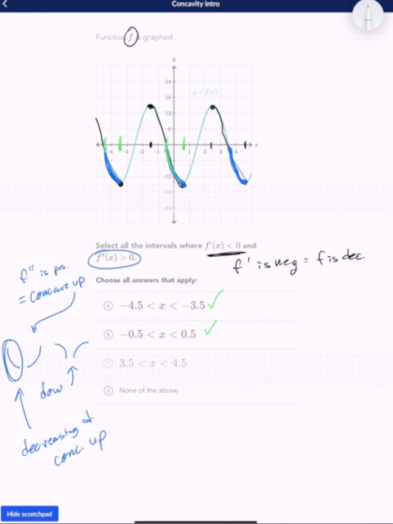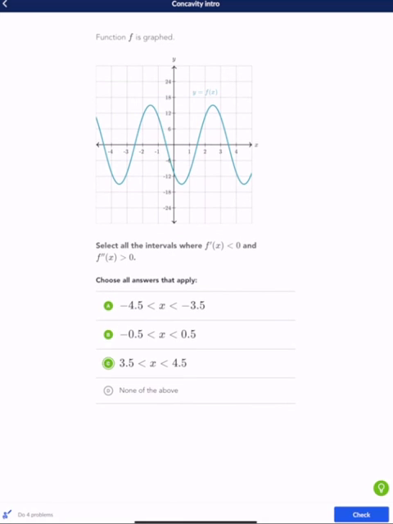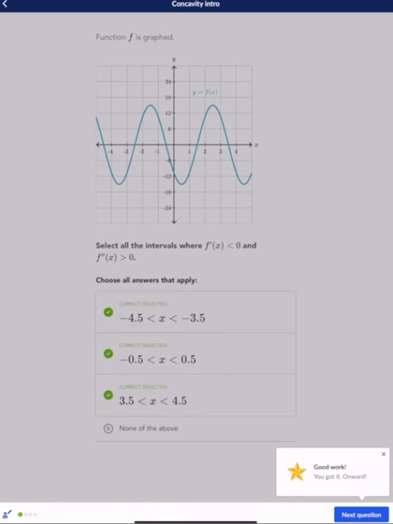What about 3.5 to 4.5? 3.5 is right here, 4.5 is, yeah. Okay, so they picked out all of them. So you would actually select all of them right here. Shebang, shebang, shebang. Booyah. Good work.